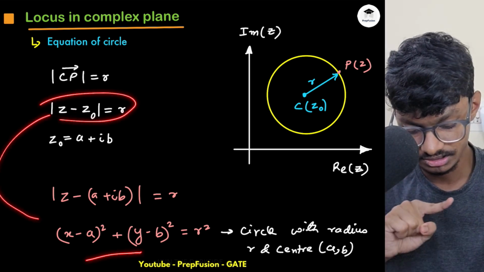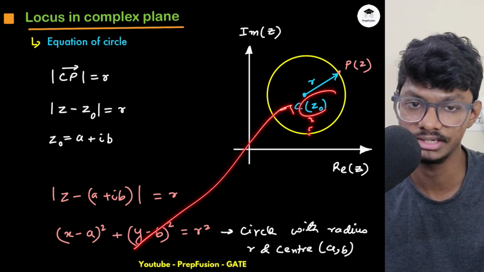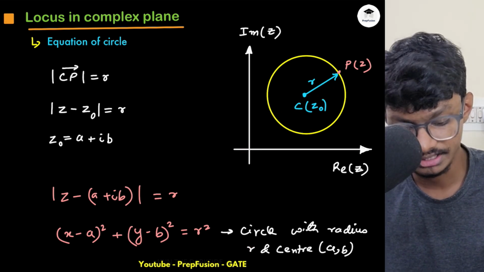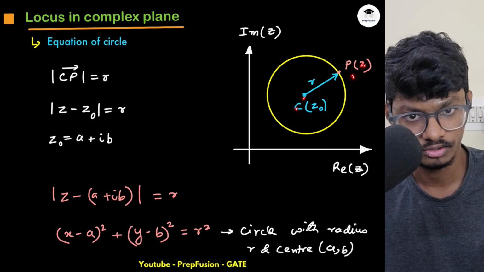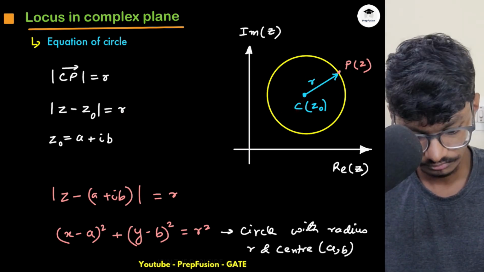Which is satisfying, right? My z0, the center of the circle, is (a, b), and the radius is obviously r. So the distance from these two should be constant, which is r, which I have written over here, and by that we deduce the formula.